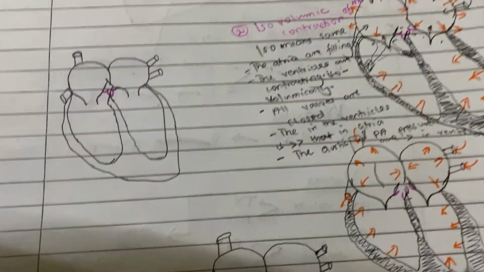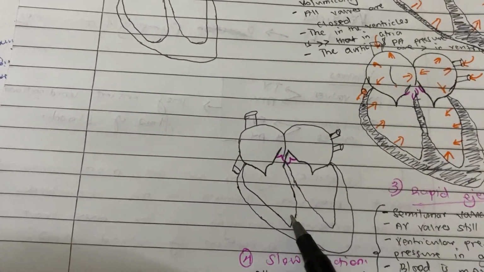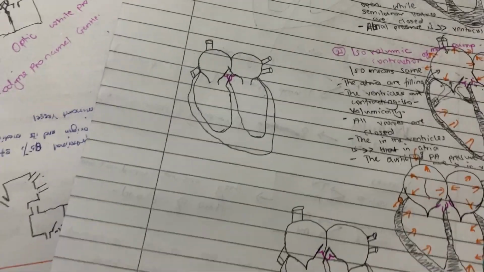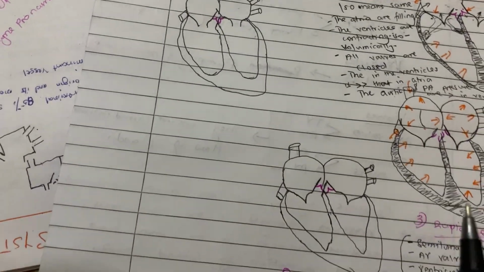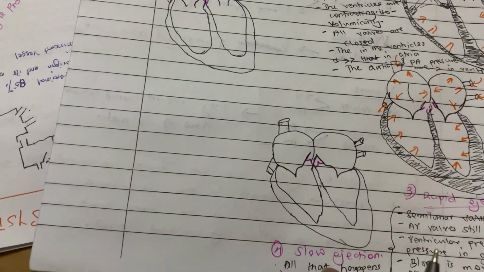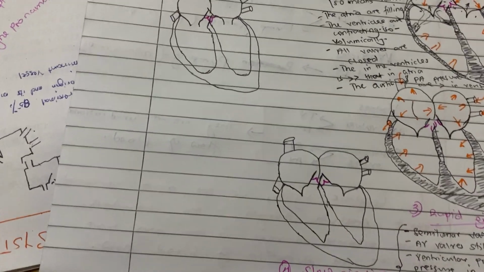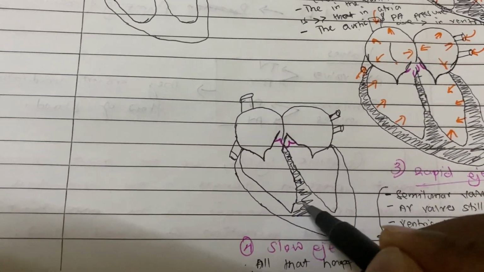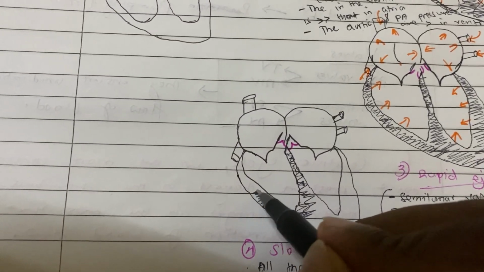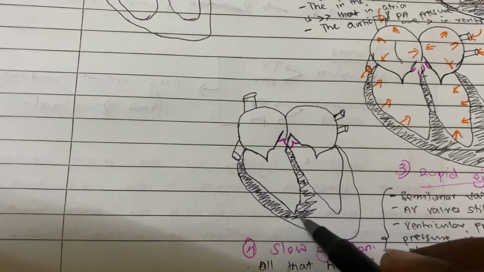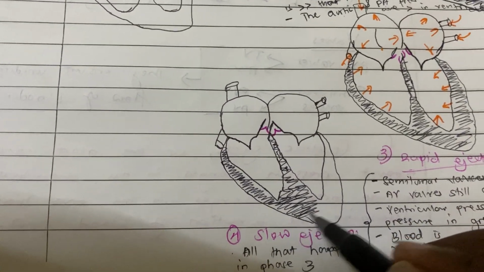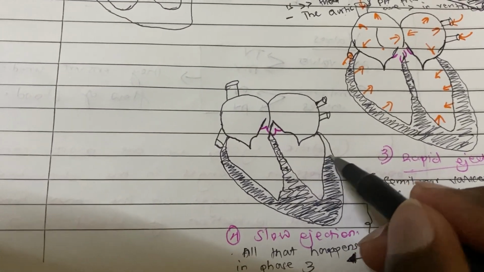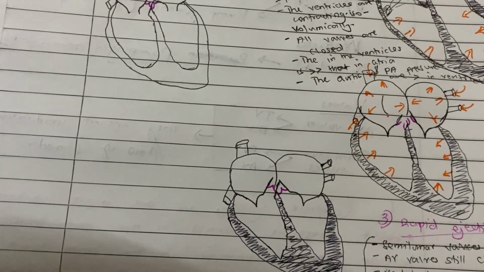Now this drawing is for phase 5. Phase 5, we are going to isovolumic relaxation. After slow ejection, the next part is the relaxation. And we start with isovolumic relaxation. We said isovolumic means same. And what is same? Same volume. That's why it is isovolumic, same volume relaxation.